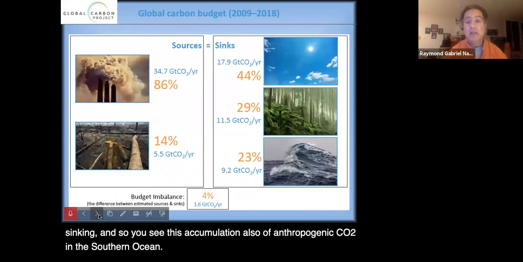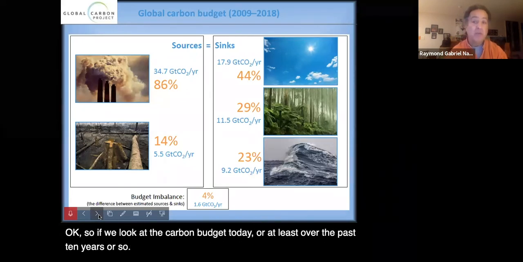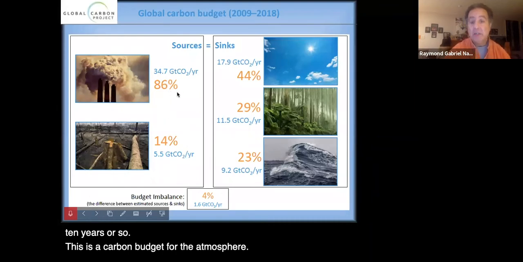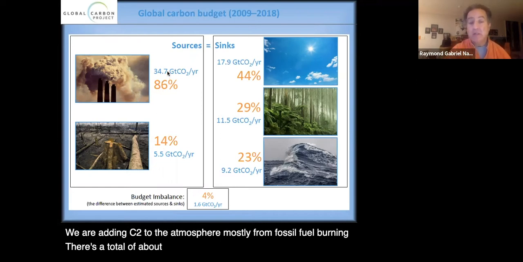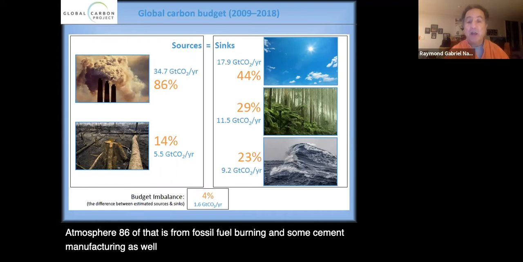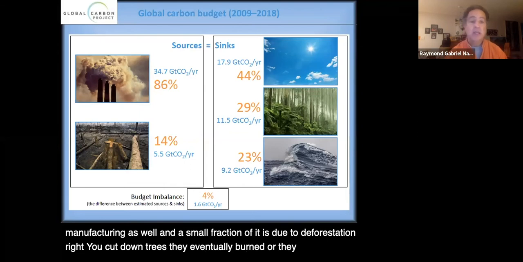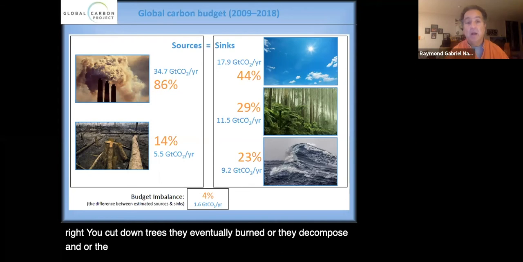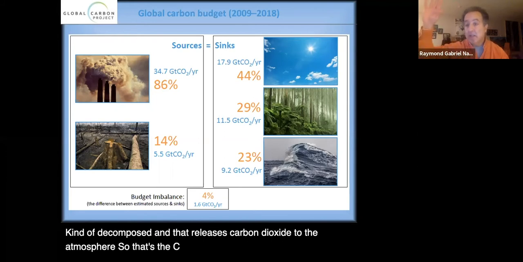Okay, so if we look at the carbon budget today, or at least over the past 10 years or so, this is the carbon budget for the atmosphere. We're adding CO2 to the atmosphere mostly from fossil fuel burning. There's a total of about 40 billion tons of carbon dioxide per year being added to the atmosphere. 86% of that is from fossil fuel burning, and some cement manufacturing as well. And a small fraction of it is due to deforestation, right? You cut down trees, they eventually are burned or they decompose, or the soils associated with that decompose, and that releases carbon dioxide to the atmosphere. So that's the CO2 going into the atmosphere every year.